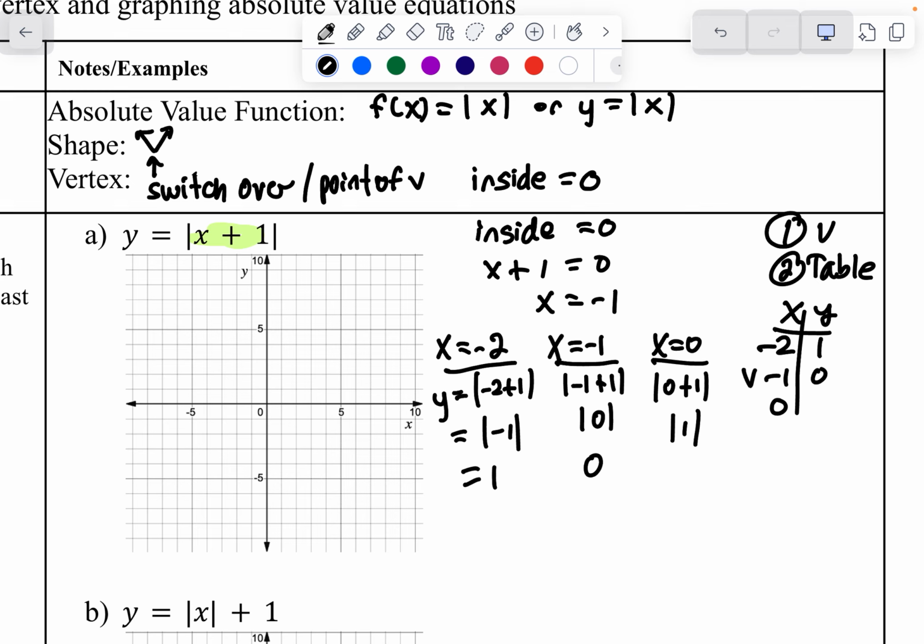It just stays positive because the goal of an absolute value is to make the thing that's inside positive. And so if it's positive, it's going to stay positive. And so you get 1.